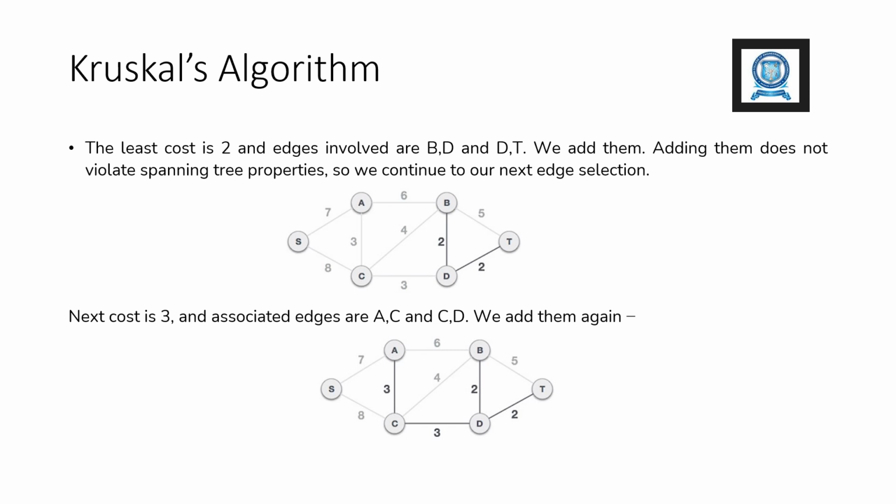The least cost is 2 and the edges involved are B to D and D to T. We add them. Adding them does not violate spanning tree properties. So we continue to our next edge selection. The next cost is 3 and the associated edges are A to C and C to D. We add them again.